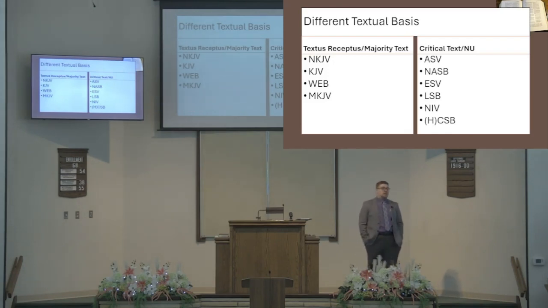The New King James and the King James, along with the WEB and the MKJV, the Modern King James, are based off the Textus Receptus or majority text. The NKJV and KJV are both Textus Receptus. There are a couple of passages, again, that keep it from being a true majority text, based solely off the majority text, but it's very similar. The majority text holds to this philosophy.